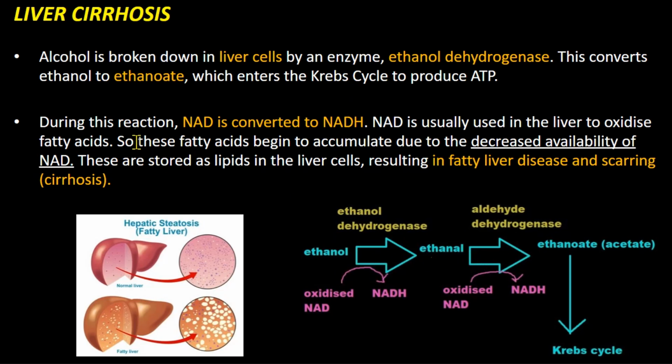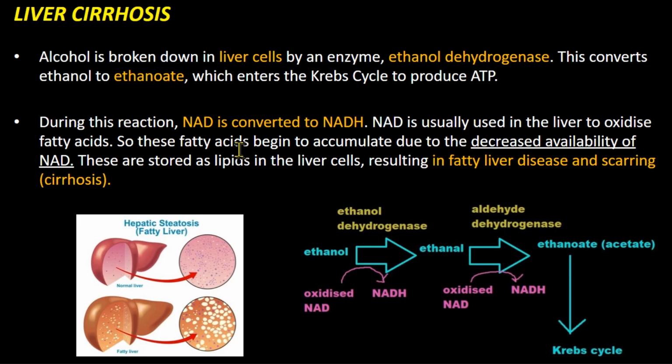During this reaction, NAD is being reduced to form NADH. Remember, NAD would basically catch these hydrogens that this dehydrogenase would be letting out. Now the problem here is that the liver is using this NAD to break down ethanol, but NAD is usually used in the liver to oxidize fatty acids. So you don't have enough NAD now needed to oxidize and break down these fatty acids.